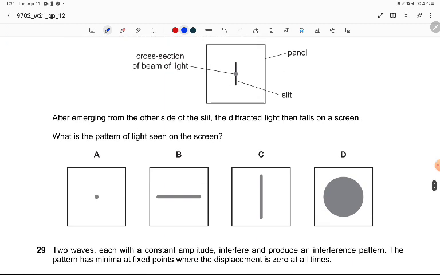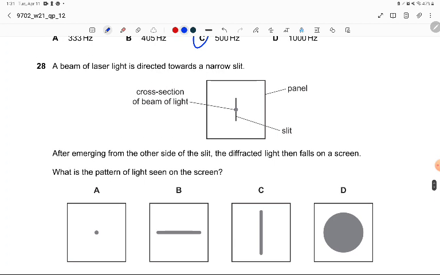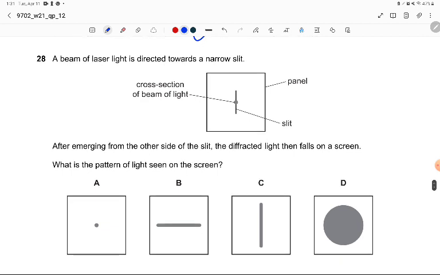Okay, just give me a minute. Remember, the diffracted light then falls on a screen. We have a slit. It's a single slit, so that is one opening. So the spreading should be this way around, and so we are going to see this B option over here.